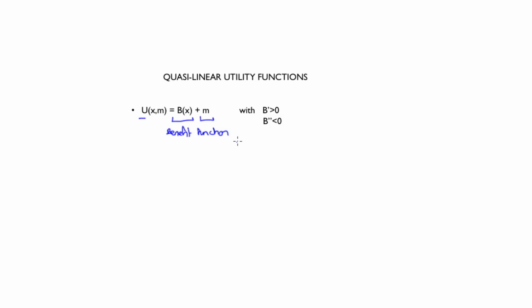And we're going to assume that B prime, the derivative of the benefit function with respect to X, is always positive, and that the second derivative is always negative, which means basically that the benefit function is going to look something like this.